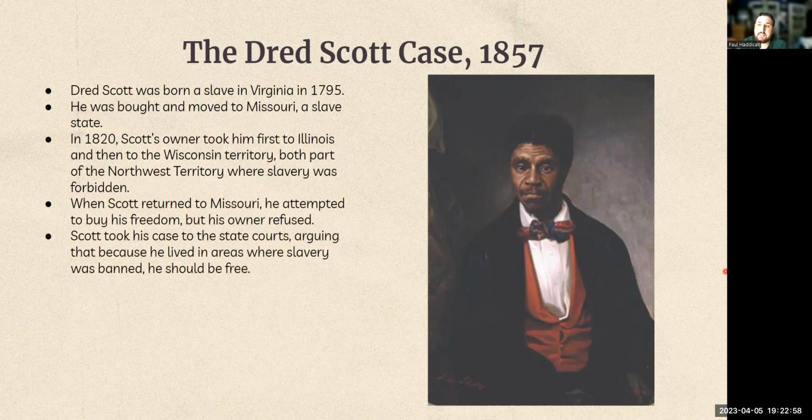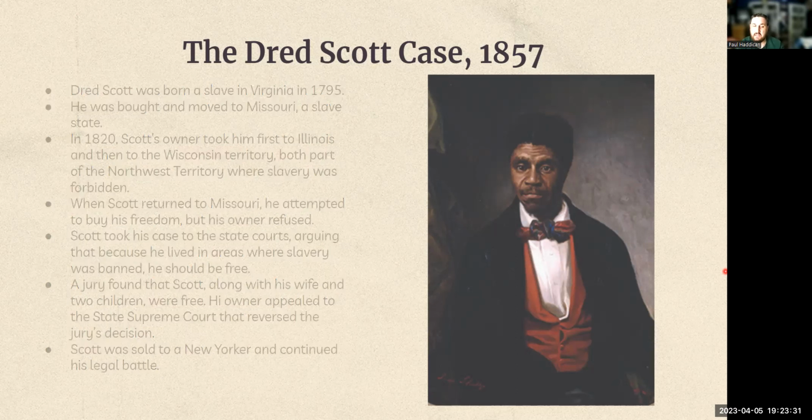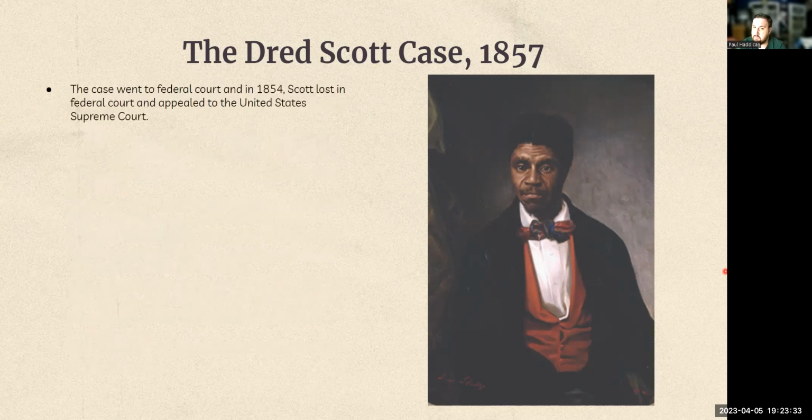And he's going to argue that because he was taken to and lived in areas that are free states, he should be free, because as soon as he, as a slave, was brought to those locations, it was null and void. So the jury initially is going to agree with him, and they'll say that he, his wife, and his children are free. His owner is going to appeal that to the state Supreme Court, which will side with the owner, and then Scott will appeal again.